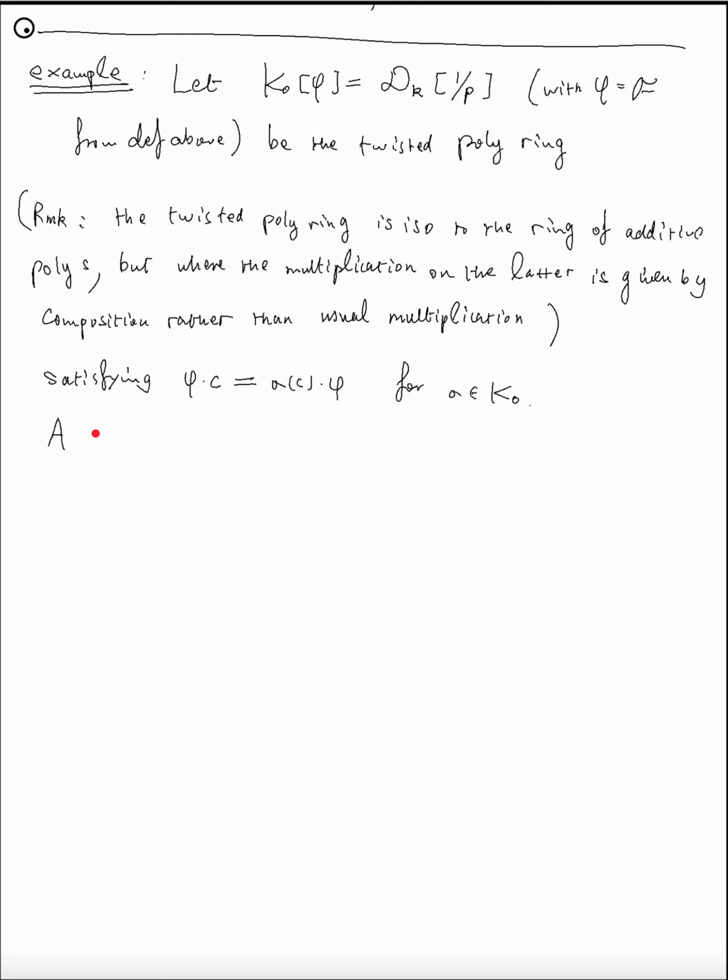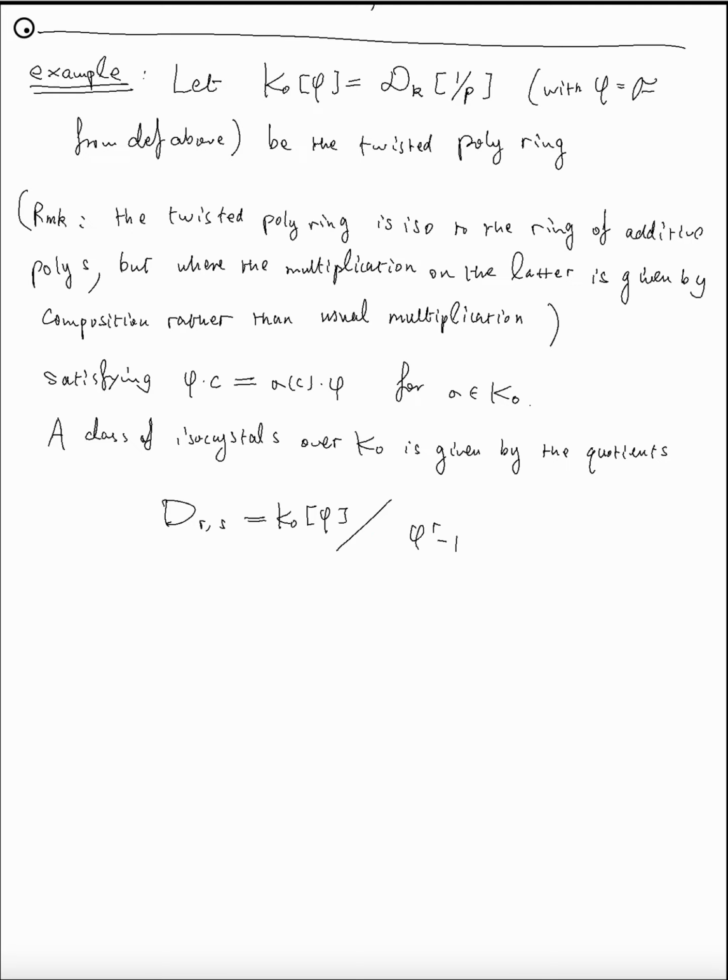A class of isocrystals over K0 is given by the quotients as follows: D r s defined to be the twisted polynomial ring K0 with phi, quotient by the ideal generated by phi to the power r minus p to the power s, for any positive integer r and integer s. So s could possibly be negative.